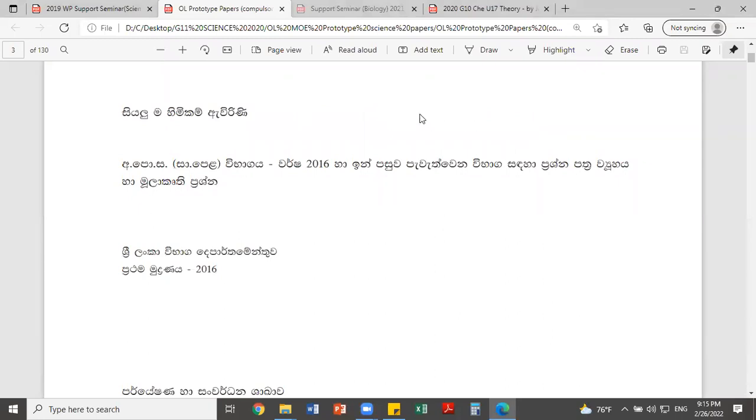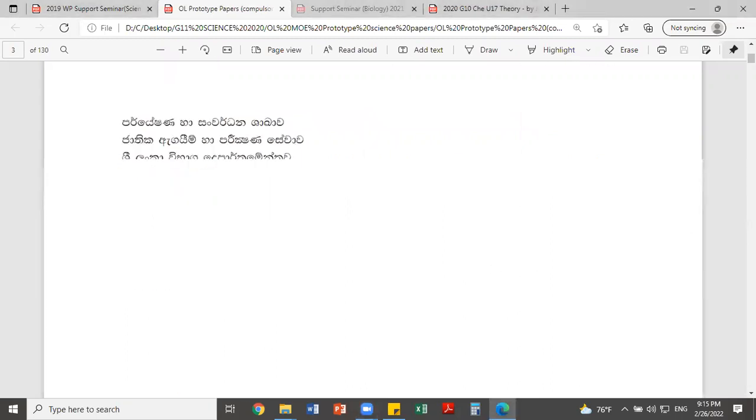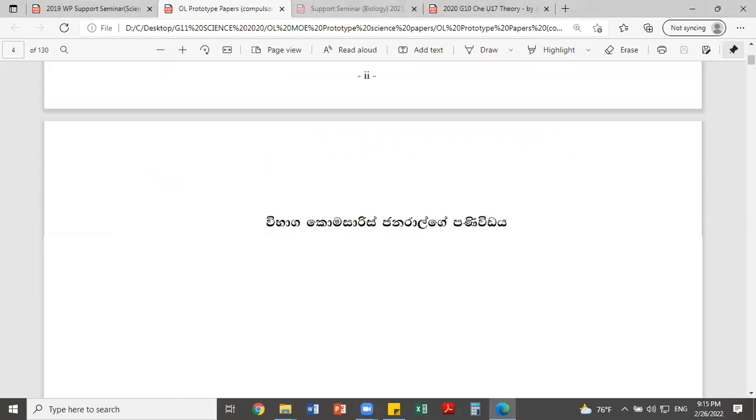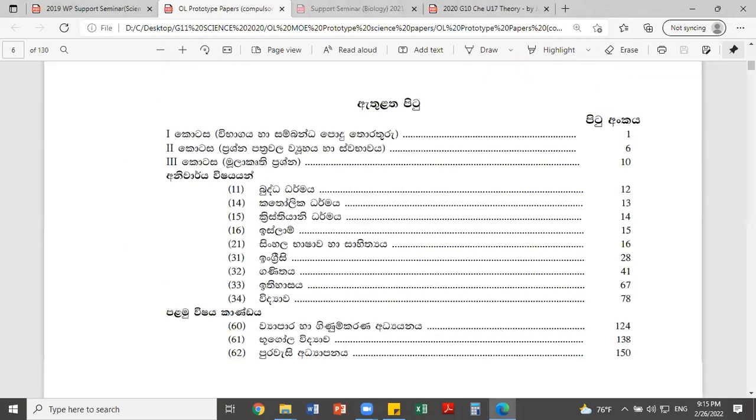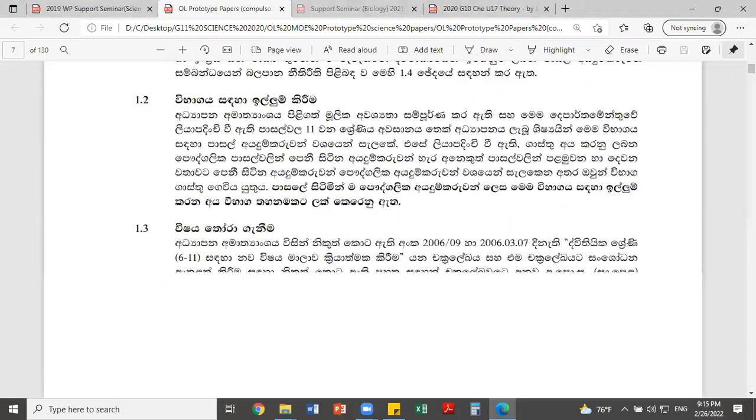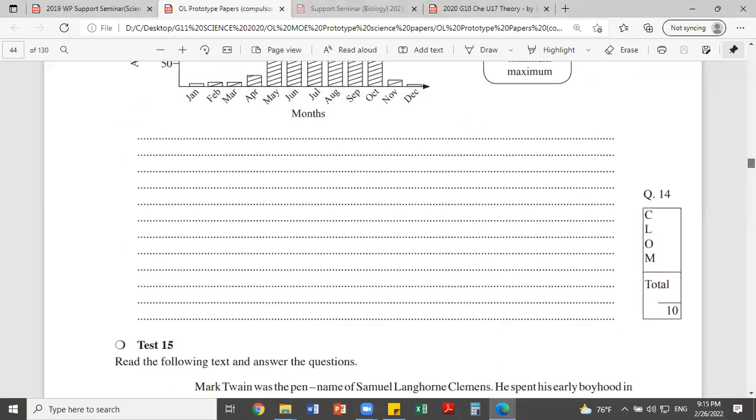This one is from the Department of Examination for the first print process. Please try to do them before your exam. It's good practice because it is from the Department of Examination.